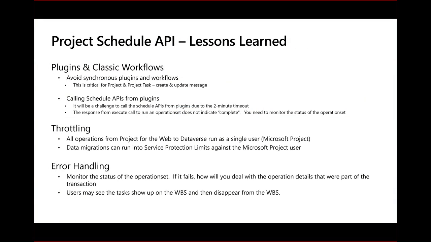Some lessons that we've learned by now: first of all, avoid using synchronous plugins on those scheduling entities, because if the project scheduling service is writing back asynchronously, and then one of the plugins fires and that plugin fails, that error message will never be brought up to the user again, because this is an asynchronous process, so the full error messaging will be lost. Also, you need to take into consideration that if you're calling schedule APIs from plugins, there is a 2-minute timeout.